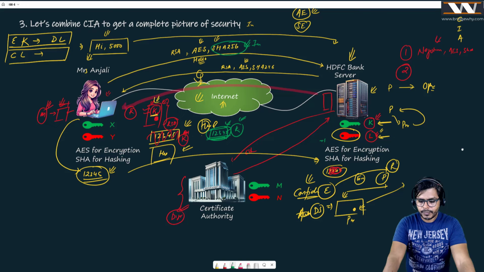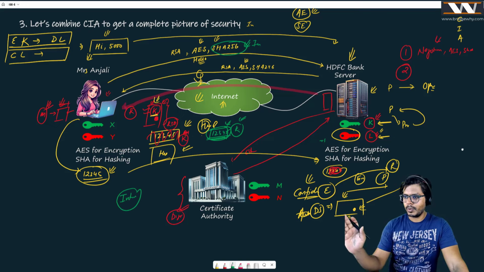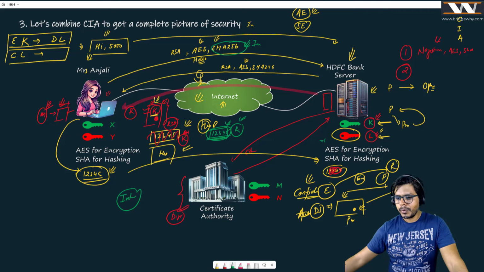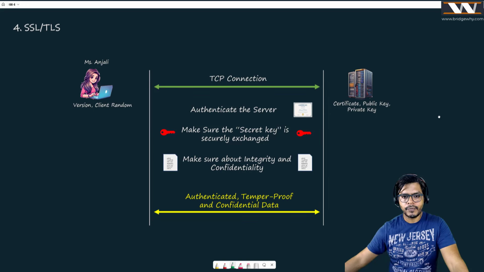Mr. Augusto, go ahead. I'm a little bit confused, but okay. It is fine. Till this point, if you are confused about where we are going to include integrity in this picture, that is okay. Don't worry. I am going to repeat this again when I explain SSL formally to you.